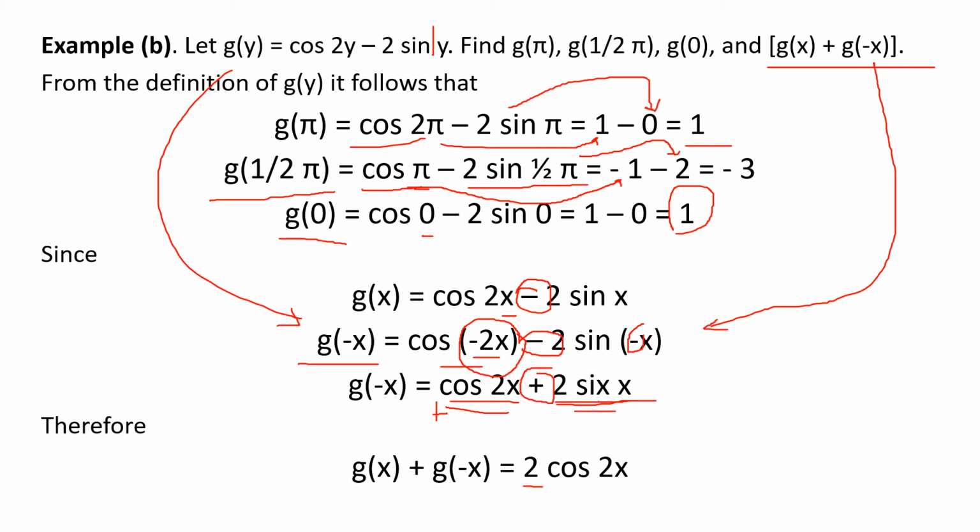So I want you to correct this one. This will be sine x, no? It's a typographical error. It's sine x. So positive 2 sine x minus 2 sine x will be equal to 0. That's why there's a plus 0 here. But we no longer write the plus 0 there because it does not affect the values of our functions. So our final answer, if we're asked to find the value of g of x plus g of negative x, is 2 cosine 2x.